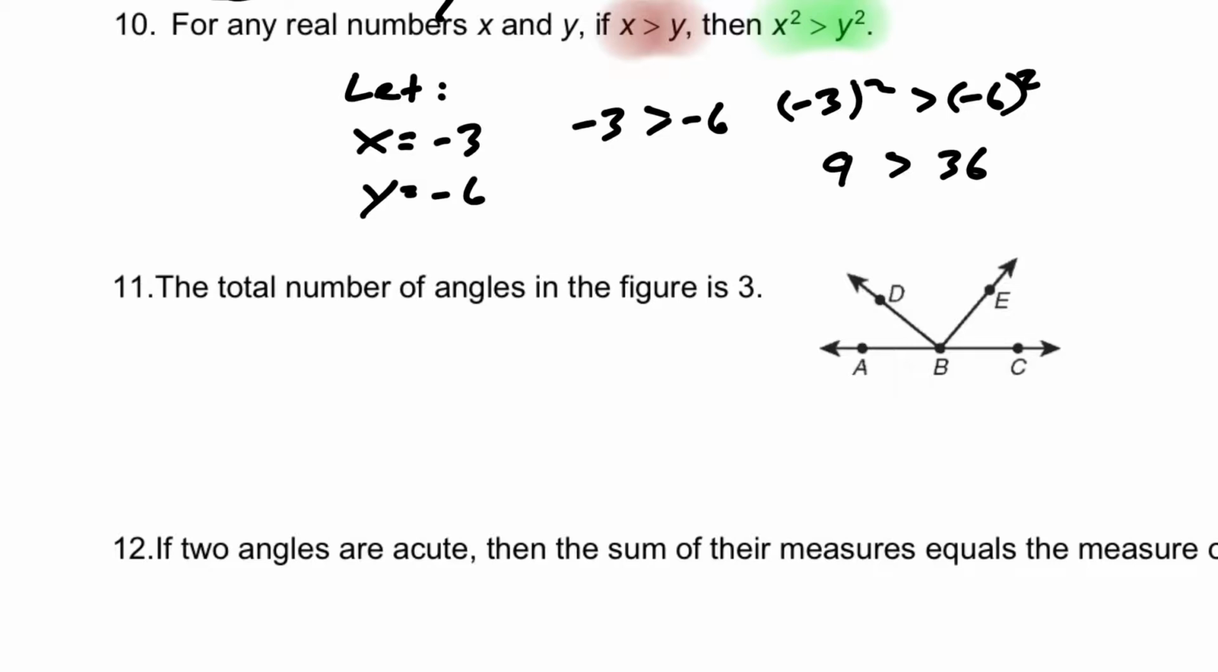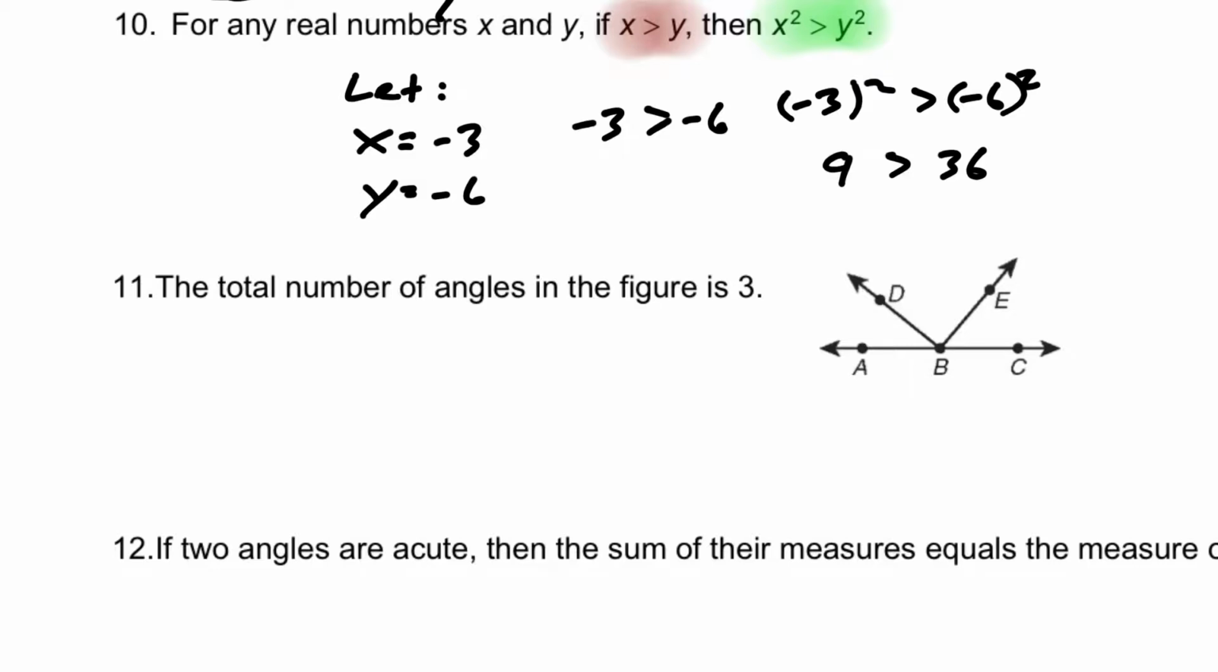Here we're looking at another specific example. This time I said, again, x and y can be any real number. So this time I said, let's have x be -3 and y be -6. And then the red part of our statement here is still true because -3 is greater than -6. If you think on the number line, -3 is to the right of -6, so it's greater.